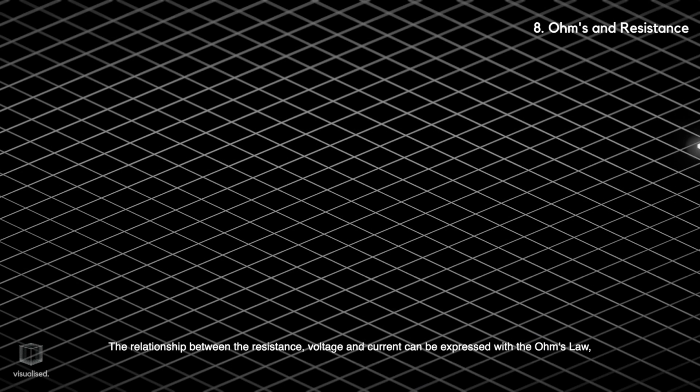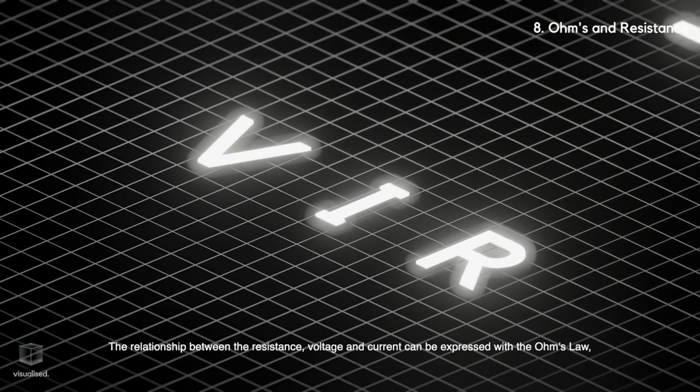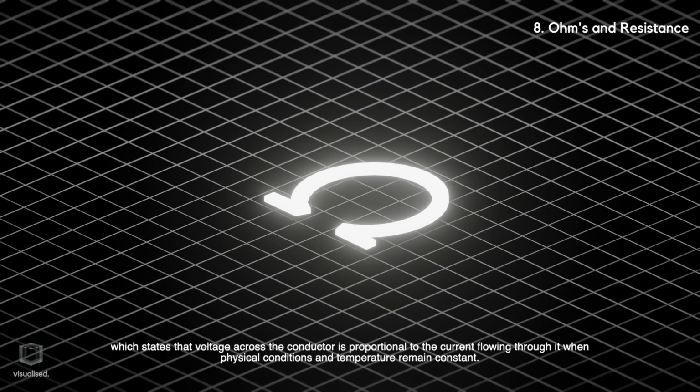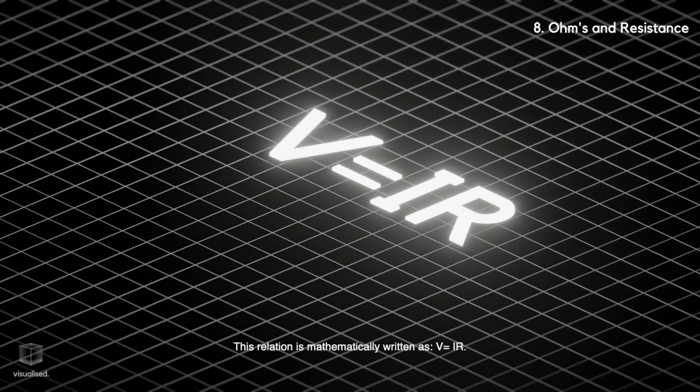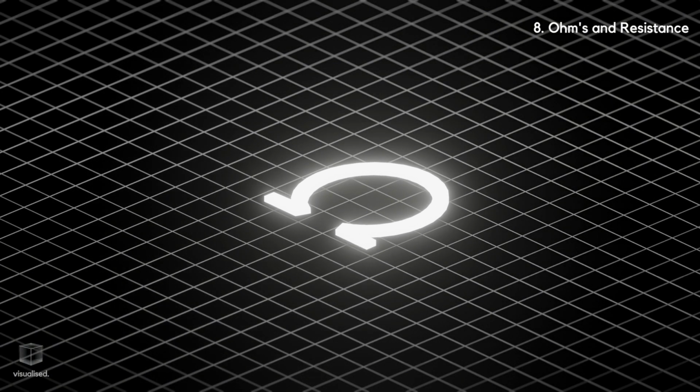The relationship between the resistance, voltage, and current can be expressed with Ohm's law, which states that voltage across the conductor is proportional to the current flowing through it when physical conditions and temperature remain constant. This relation is mathematically written as V equals IR. However, Ohm's law assumes that resistance is constant. When an object follows Ohm's law, it is referred to as ohmic, whereas when an object does not, it is non-ohmic.